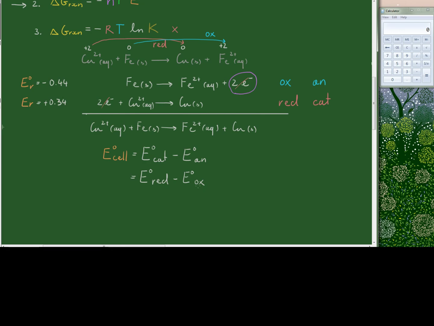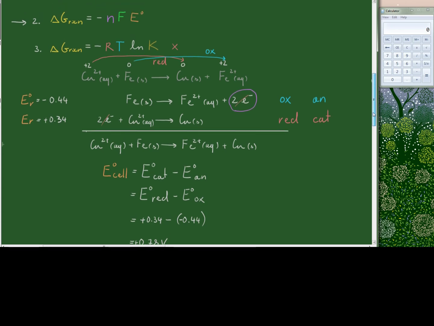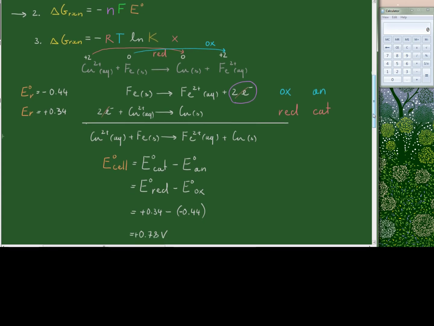So now I can use these values down here. So I have positive 0.34, that is my reduction, my cathode, minus negative 0.44, that is my oxidation, my anode, and that will give me positive 0.78 volts. Let's not forget the units. Okay, so now I have my cell potential.